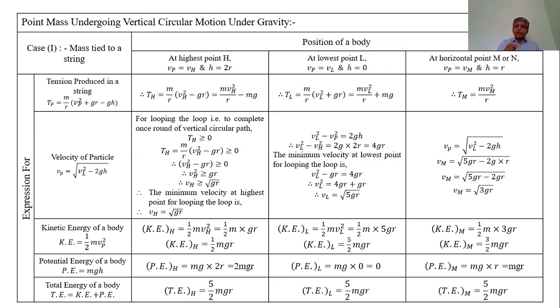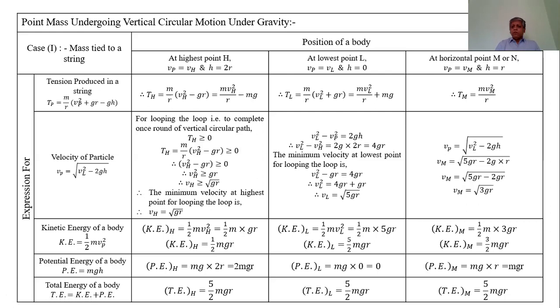The minimum velocity at the highest point for looping the loop, or to complete the vertical circular motion, is Vh equal to square root of gr. This is the minimum velocity required at the highest point.